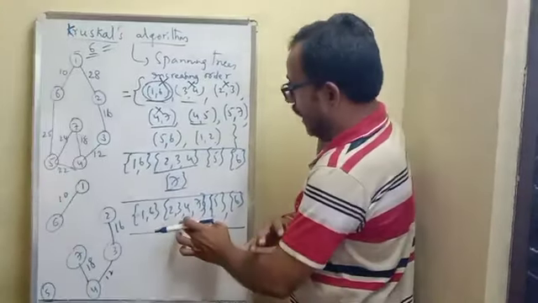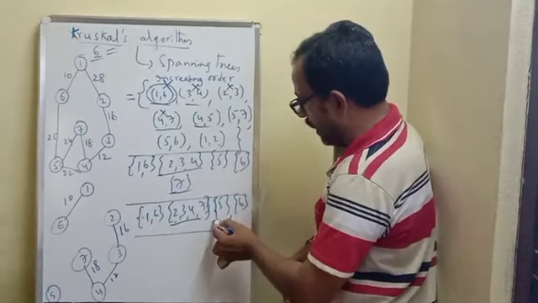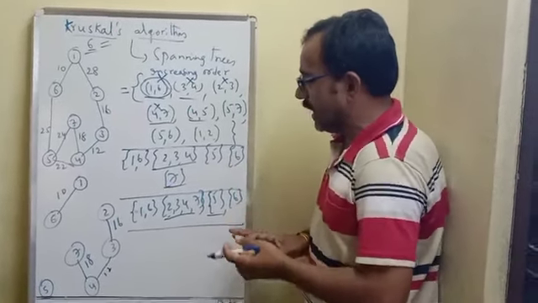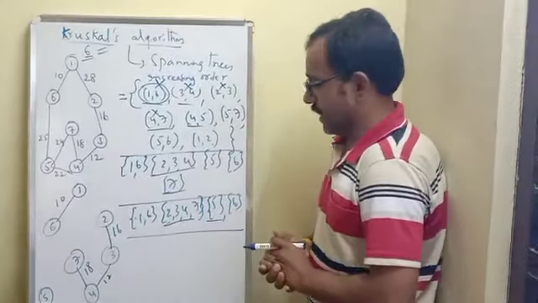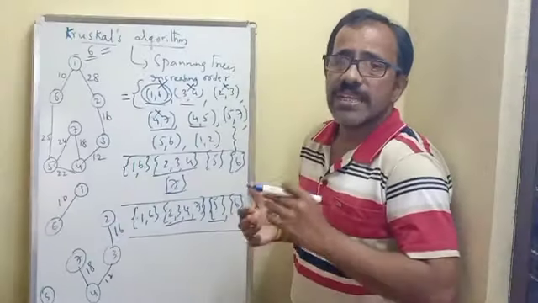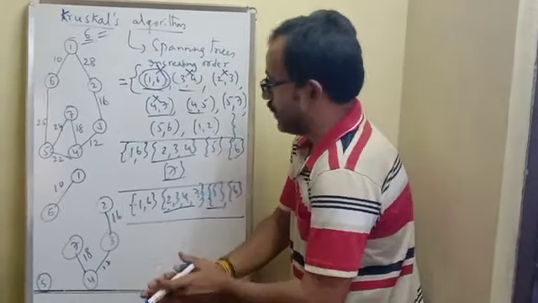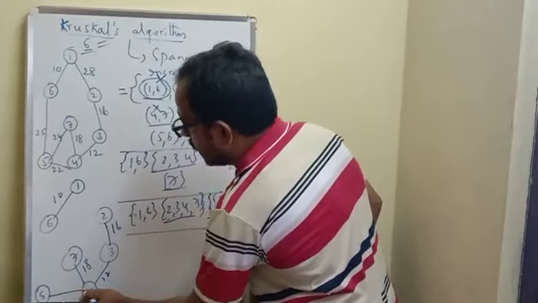Okay? So where 4 is there? 4 is there in this particular set. What about 5? 5 is there in this set. So both are belonging to two different sets. Then if both are in two different sets, we can include those two vertices into the spanning tree as one edge.